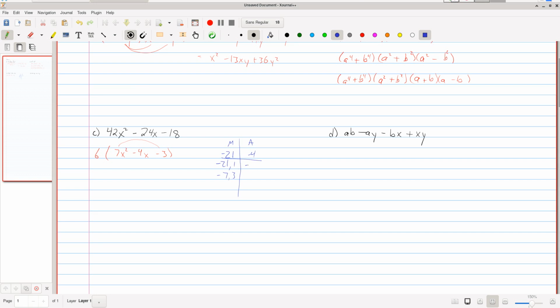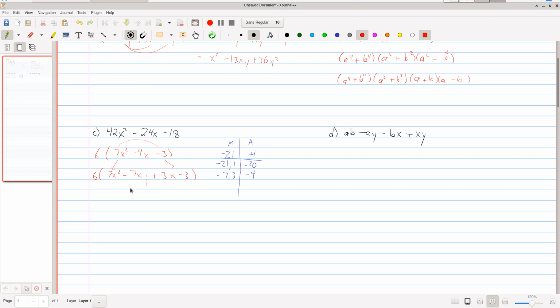If you add the first pair together, we get negative 20. If we add the second pair together, we get negative 4, which is what we wanted. Negative 7 and negative 3 are the numbers we're looking for. So that is how we'll split up this middle term. So we're going to keep 7x squared. We're going to keep minus 3. But this middle term we're going to break apart as the two numbers we just found. Minus 7x plus 3x.